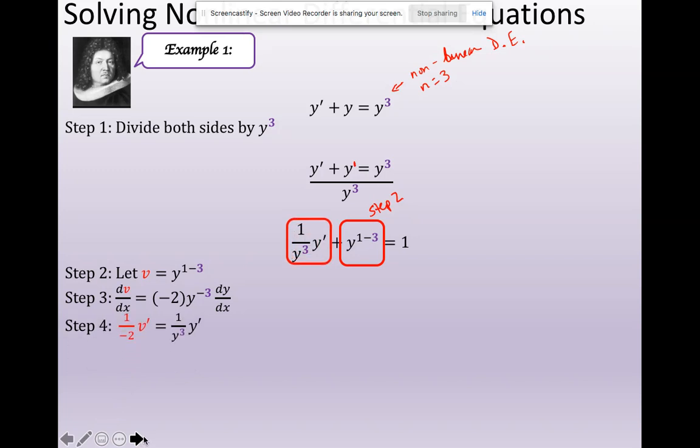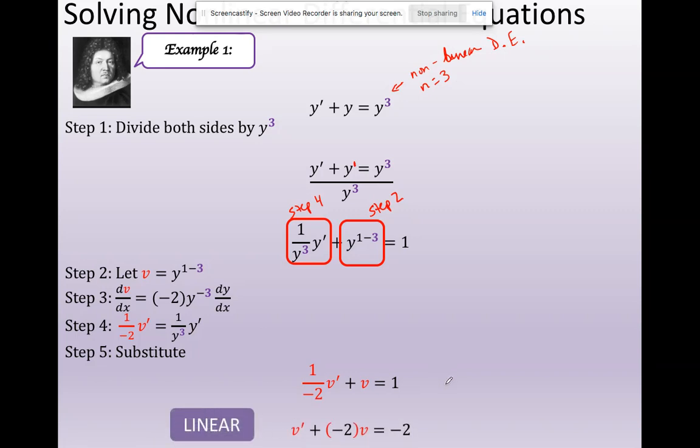Do a little rewrite, little algebra. Divide both sides by negative 2. Write y to the negative 3 as 1 over y cubed. Of course, you don't really have to do that if you see it. And then substitute. Almost there. Multiply everybody by negative 2. Now I'm down to a linear.